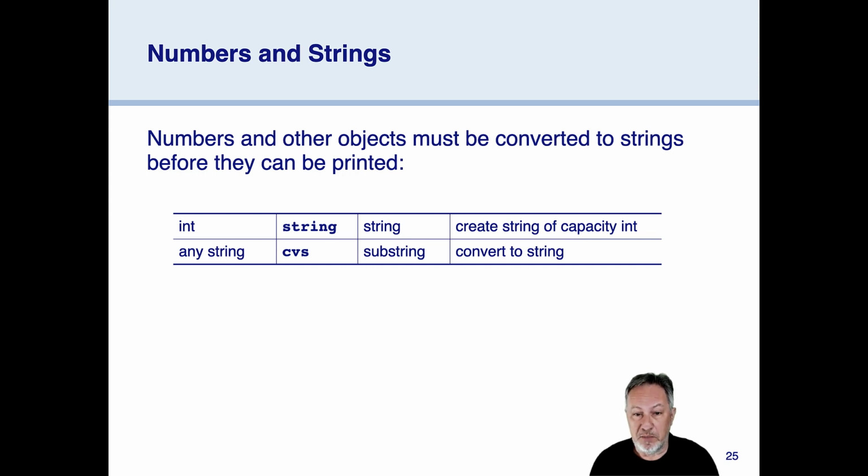Strings can be directly printed on the screen, but numbers cannot. So in fact, in order to produce a certain number and print it, it needs to be converted into a string. The string operator will take an integer and create a string of that capacity. So it's a memory management function. CVS will take any string and convert it to a string, as we'll see.